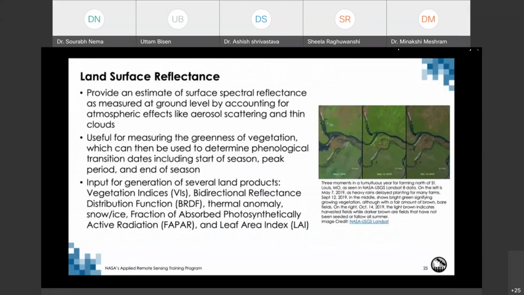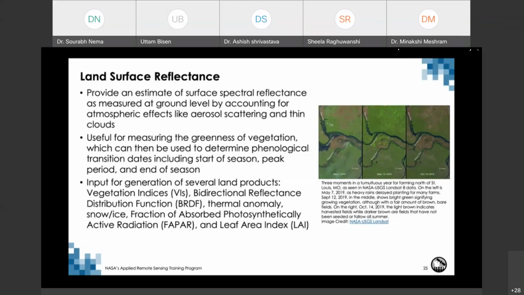The first analysis-ready scientific product we will discuss is land surface reflectance. Land surface reflectance provides an estimate of surface spectral reflectance as measured at ground level by accounting for atmospheric effects like aerosol scattering and thin clouds. It is a ratio of surface radiance to surface irradiance, and as such, it is unitless and typically has values between 0 and 1. It allows for quantitative comparisons of satellite images acquired under widely varying atmospheric conditions for consistency and repeatability.